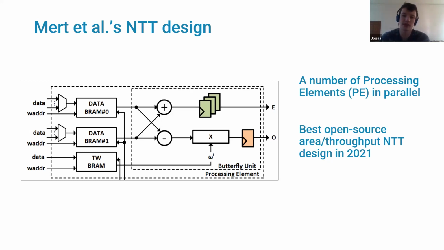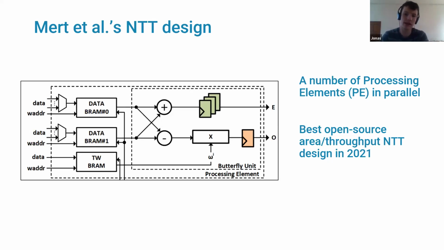It really reaches the best figure of merit. The best figure of merit being, like, for a given amount of area, how much throughput do you get? Well, this is the best you can get. And it's also very modular, it consists of a whole bunch of processing elements in parallel.